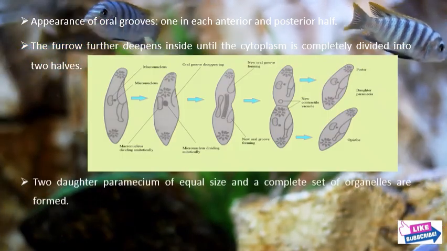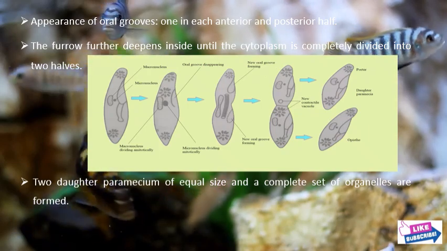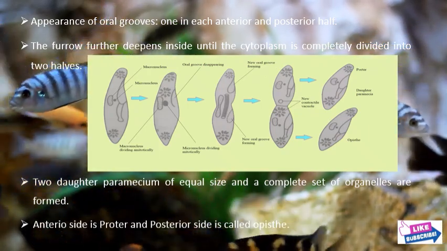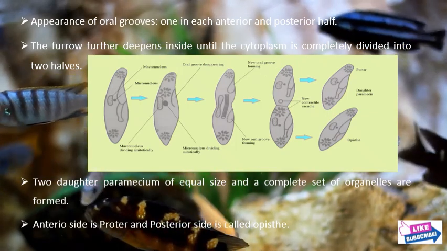Two daughter paramecia of equal size and a complete set of organelles are formed. The anterior side is called the proter and the posterior side is called the opisthe.